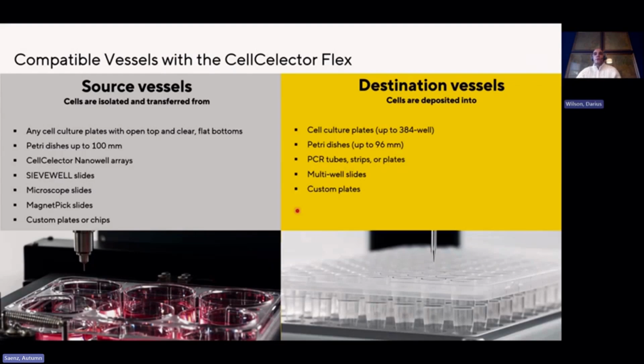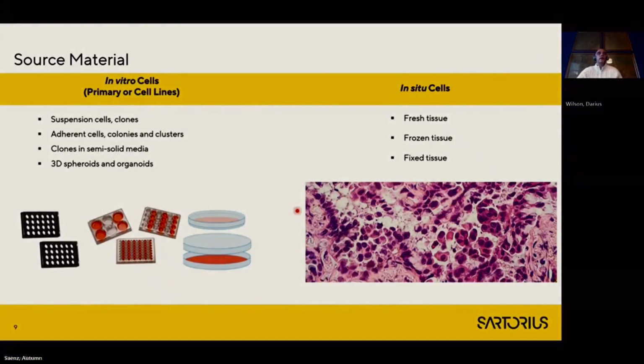And again, we can pretty much pick into any destination vessel as well. So cell culture plates up to 384 wells, Petri dishes, PCR tubes, strips, plates, multi-well slides, or custom plates. Again, probably not so relevant here, but for source material, it picks pretty much everything and anything. Suspension cells, clones, adherent cells, colonies, clusters, clones in semi-solid media, 3D spheroids, and organoids. So pretty much any cell type or object can be picked using the CellSelector Flex. It can also pick objects from fresh tissue, frozen tissue, or fixed tissue.